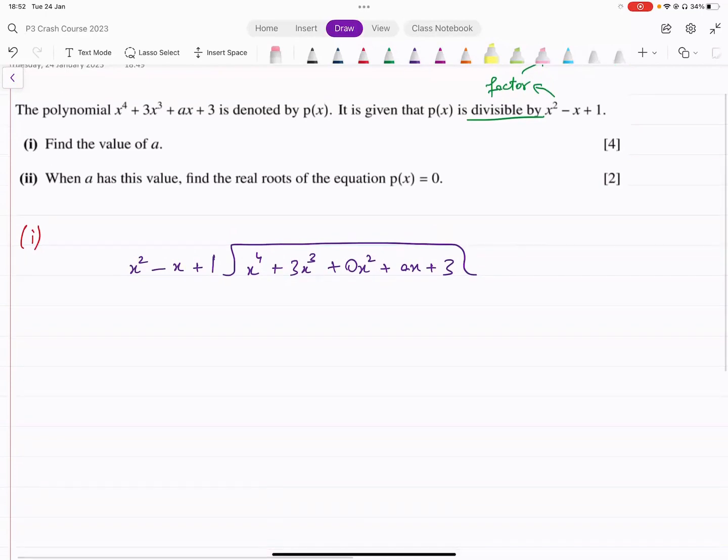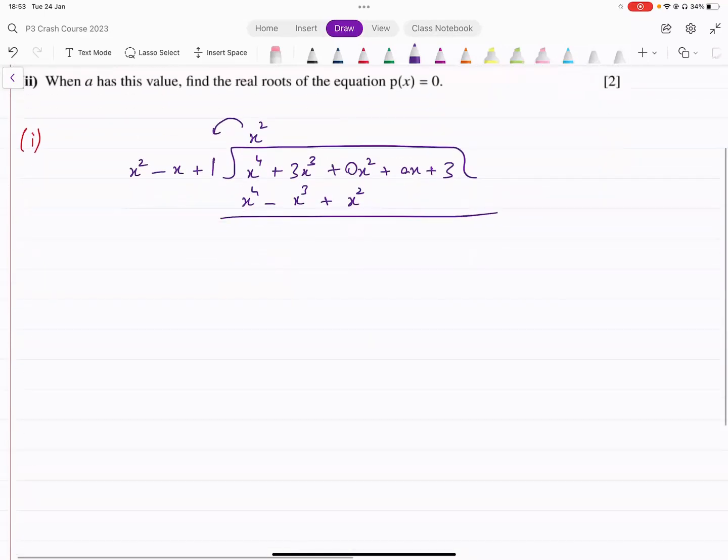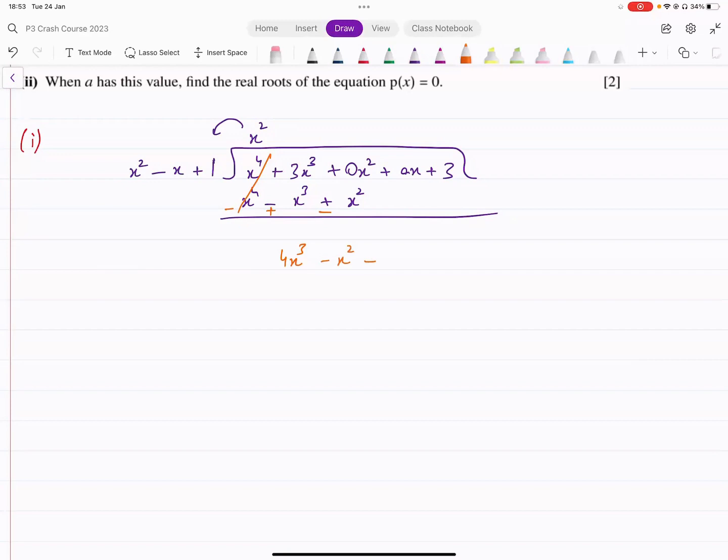Now, what do we multiply x squared by to get x raised to power 4? We multiply by x squared. You multiply x squared with this whole thing. That gives you x raised to power 4 minus x cubed plus x squared. Now you change the signs. This becomes minus, this becomes plus, minus. This gets cancelled, and we have 3x cubed plus x cubed, which is 4x cubed. 0x squared minus x squared, that's minus x squared, plus ax plus 3.